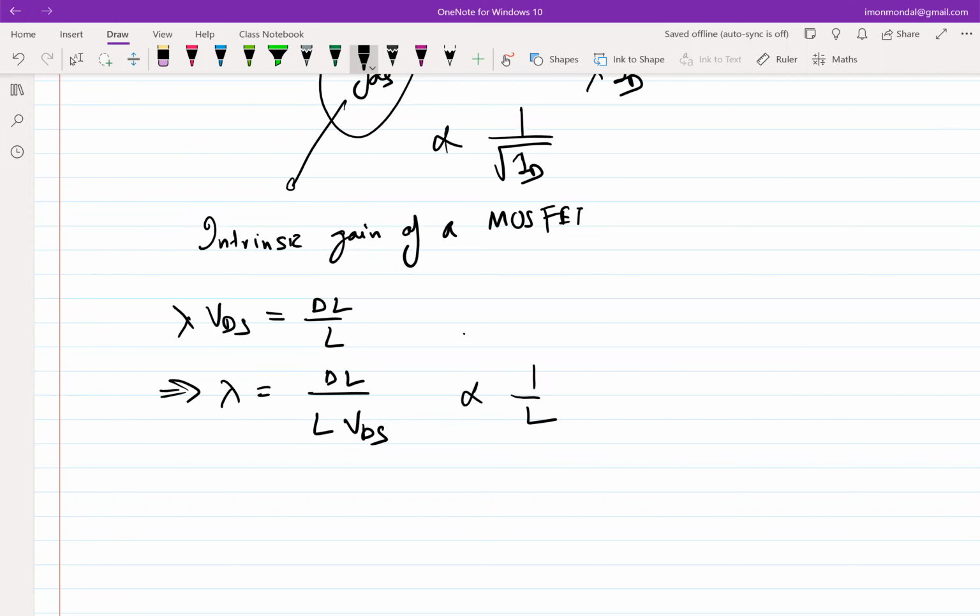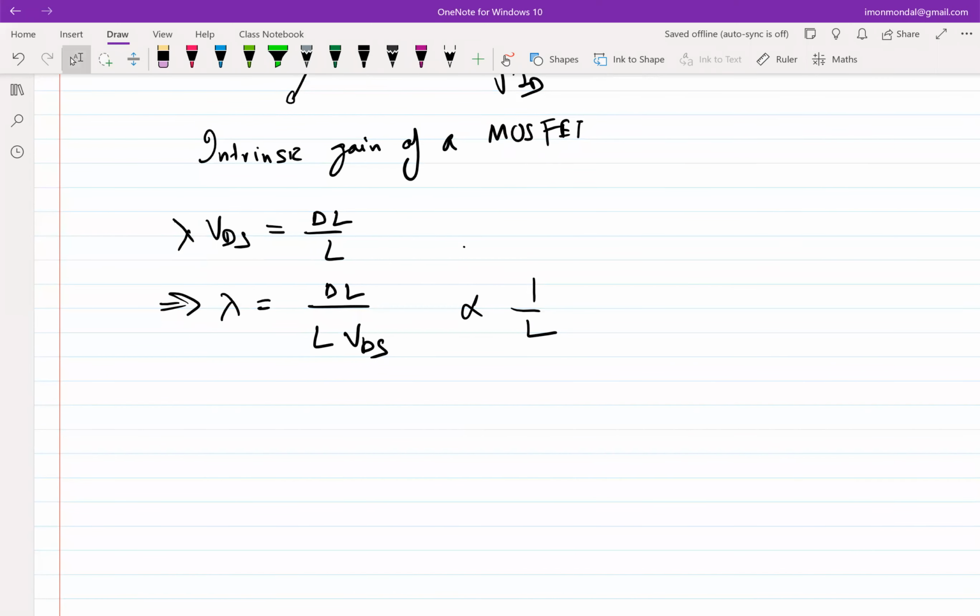I should be able to neglect that lambda VDS term, right? So as a designer, let's say you have designed a common source amplifier and you found that your GM by GDS is 10 or 20 or 100 or whatever, and you want to increase it further, what will you do? You have to increase L. If you increase L, your lambda decreases, which means your GDS decreases. So if you increase L, it implies GDS goes down.